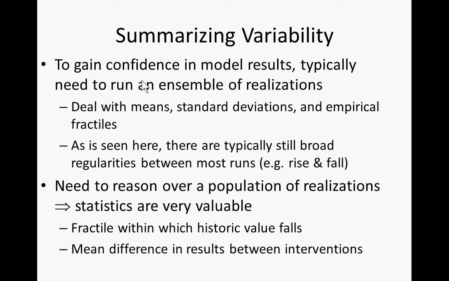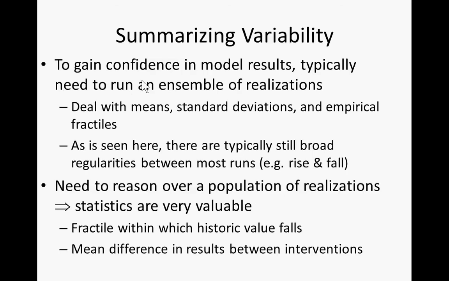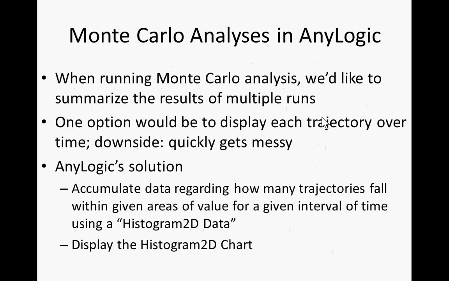In more absolute terms, how does this intervention compare with that one? You're talking about a distribution of differences between those interventions. So running this ensemble of realizations is called a Monte Carlo type procedure. We're running the model again and again and again with different random number seeds and securing different results each time.